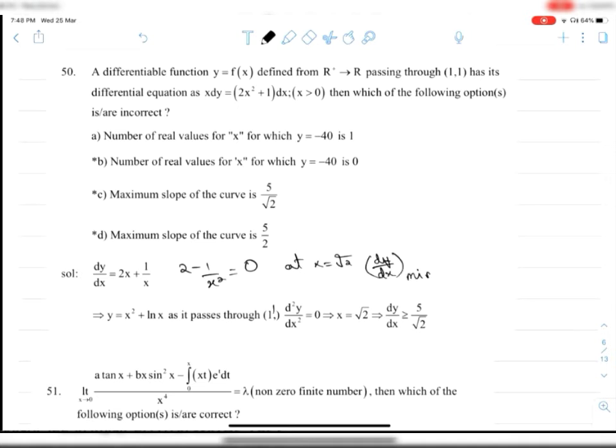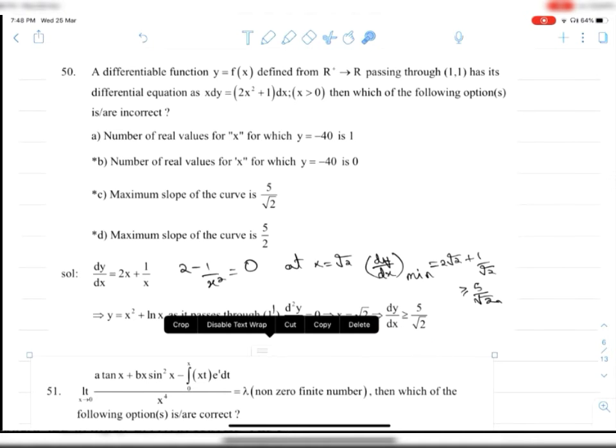dy by dx minimum will be 2 root 2 plus 1 by root 2. So this is greater than or equal to 5 by root 2. We'll see how many of you won't put option C tomorrow. So d square y by dx square is equal to 0 at x equal to root 2, and dy by dx is greater than or equal to 5 by root 2.